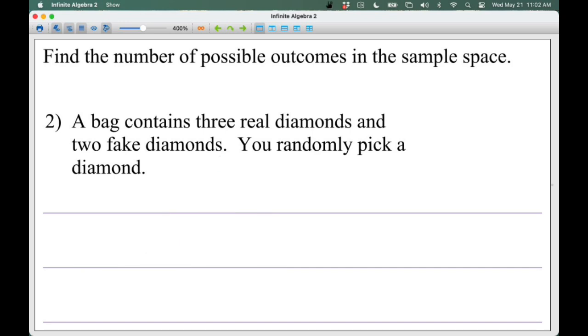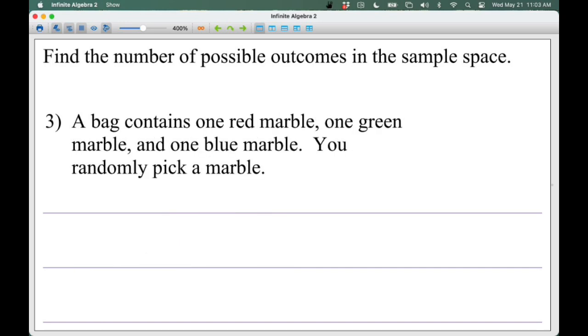Let's go on to number 3. We have a bag containing 1 red marble, 1 green marble, and 1 blue marble. What are the possible outcomes? 3. What's the probability that I will pull out a red marble? 1 over 3. 1 out of 3. Okay? 33.3%. Yes.